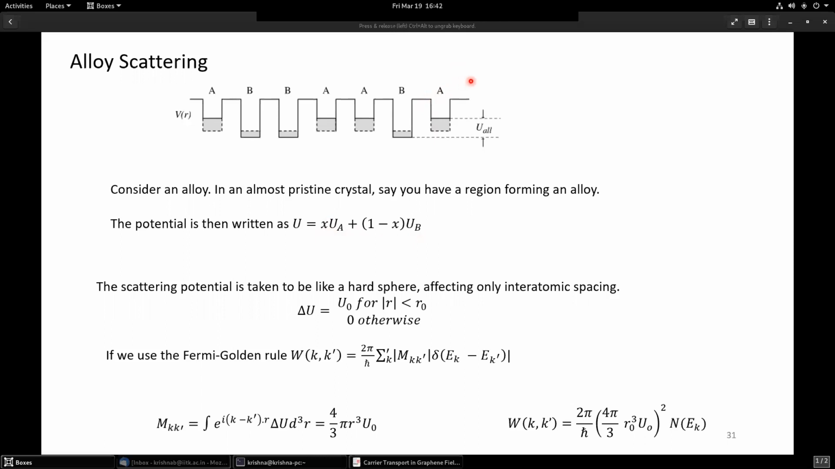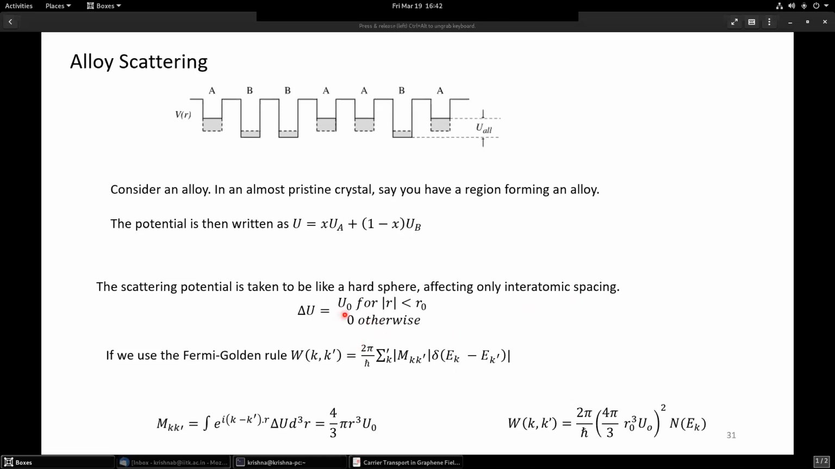You can take A to be indium and B to be gallium in an InGaAs material, so to speak. The typical approximation that people take when they talk about alloy scattering is to take the scattering potential to be like a hard sphere, affecting only interatomic distances. This is how it is conventionally taken. It is the easiest to handle. Whether this is true everywhere or not, we do not really know. Many times we know that this works approximately, but one has to look at it closely for each application. Alloys are something which is very hard to predict. This is just one such example.